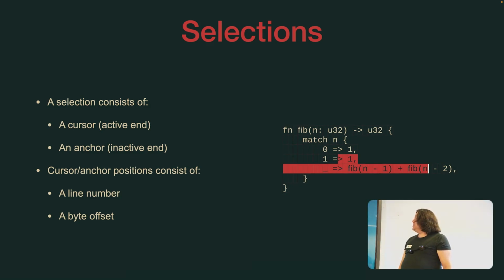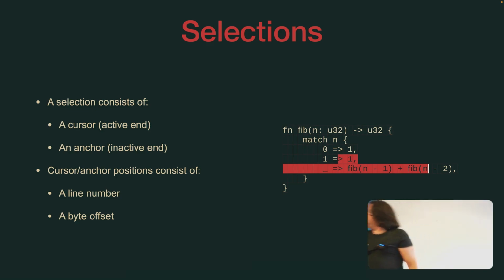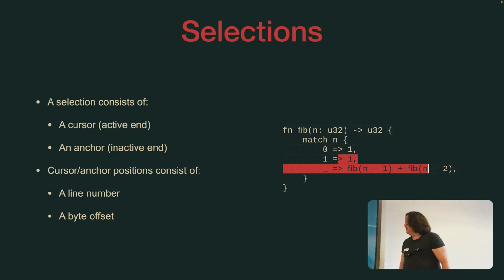So a selection consists of a cursor, which is the active end. That's this part. That's the part that moves when you press something on your keyboard. And then there's the anchor. That's here. That's the part that doesn't move. And the part in between is what's selected. Cursor and anchor positions consist of a line number and a byte offset.